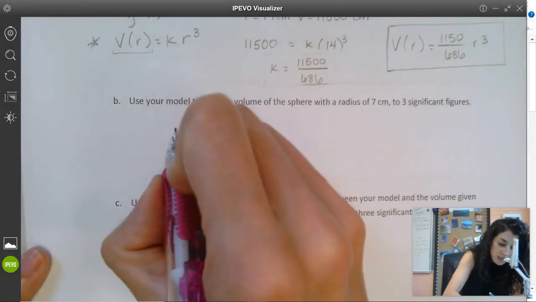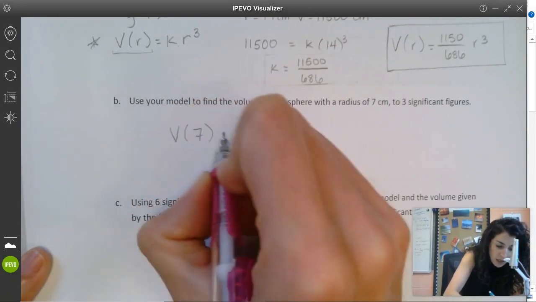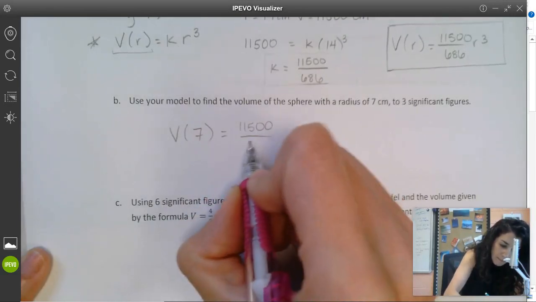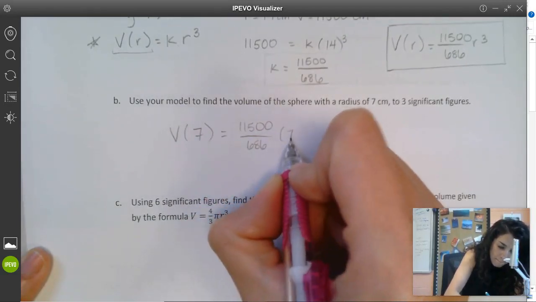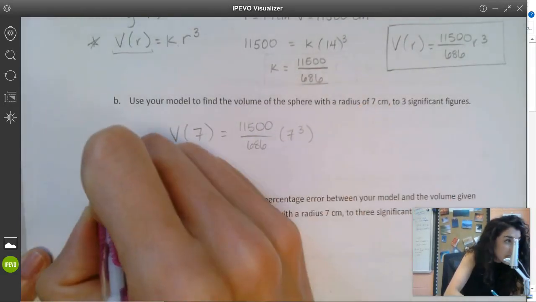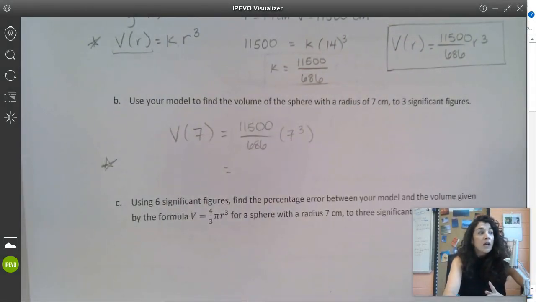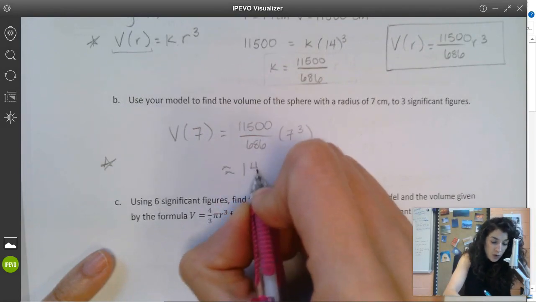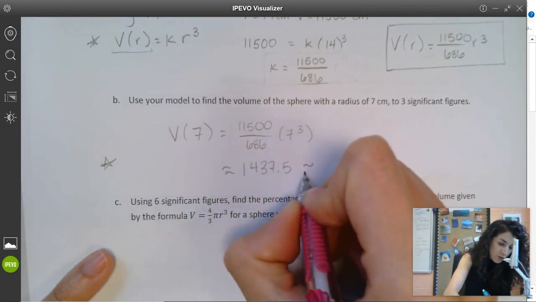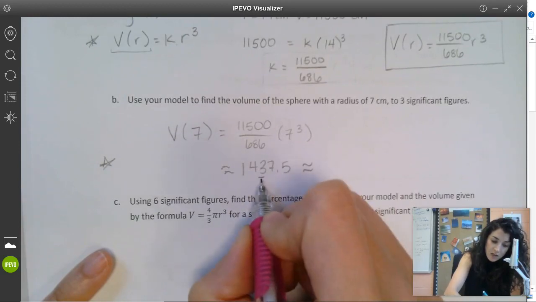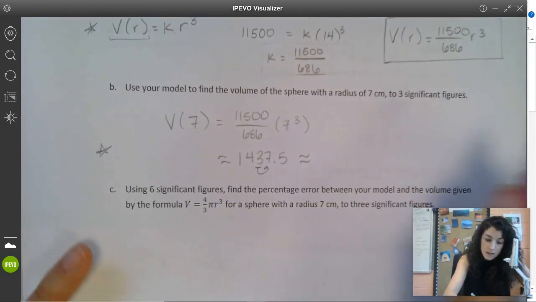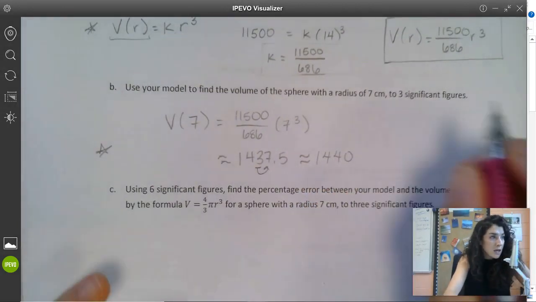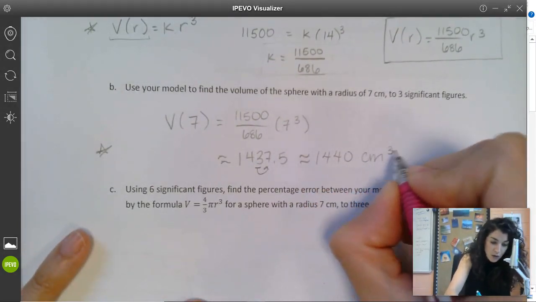Use your model to find the volume of a sphere with a radius of 7 to 3 significant figures. If our radius is 7, that means we're finding the volume when the radius is 7. Go ahead and tell me what that is. To 3 significant figures, this is approximately 1,437.5, which means that's our third significant figure. 7 tells us to round up, so it's 1,440 centimeters cubed.